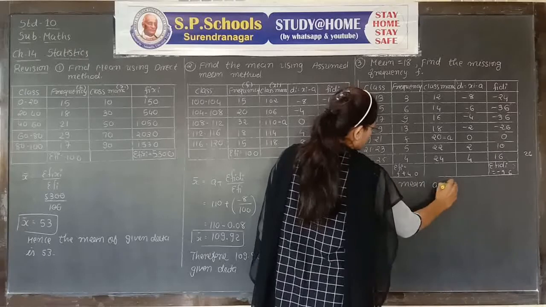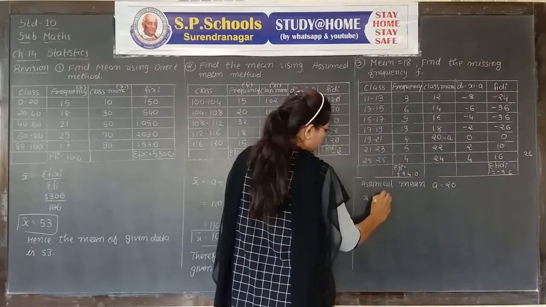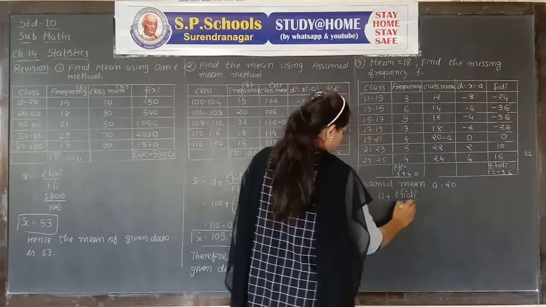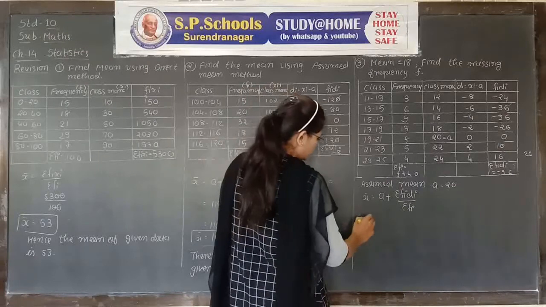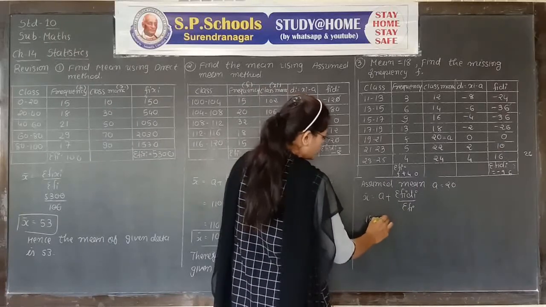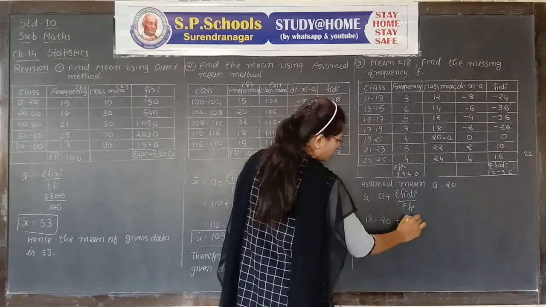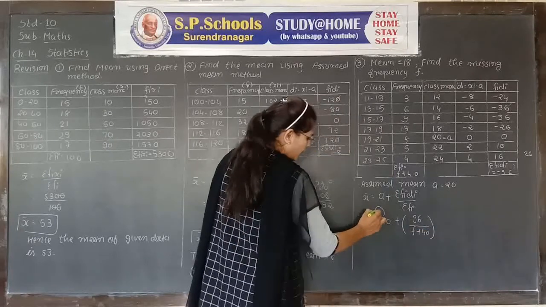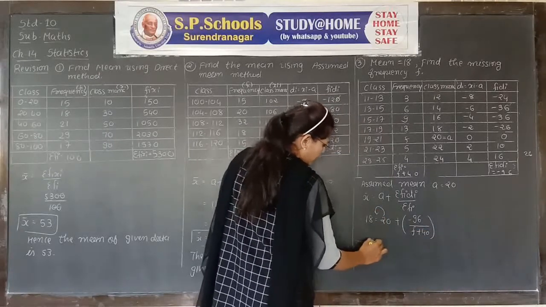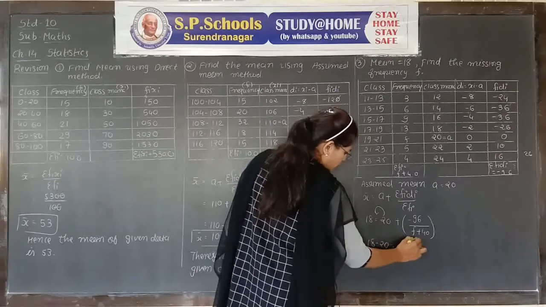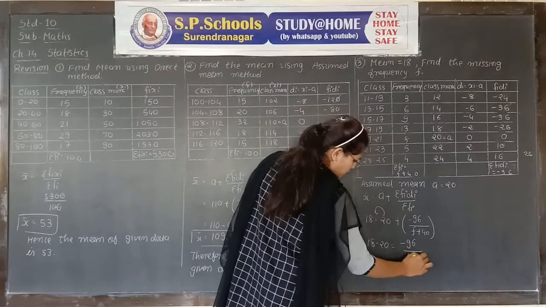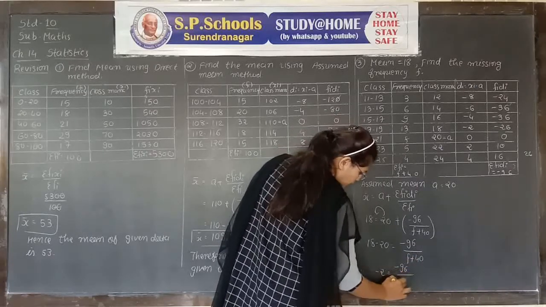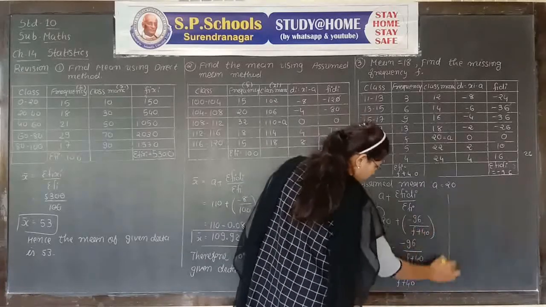a is equal to 20, x bar is equal to a plus sigma fi di upon sigma fi. Here the mean x bar is given, 18, where a, the assumed mean, is 20, plus sigma fi di, minus 96, upon sigma fi, which is f plus 40. Now we have to move 20 right to left. 18 minus 20 is equal to minus 96 upon f plus 40. 18 minus 20 is minus 2, equal to minus 96 upon f plus 40.